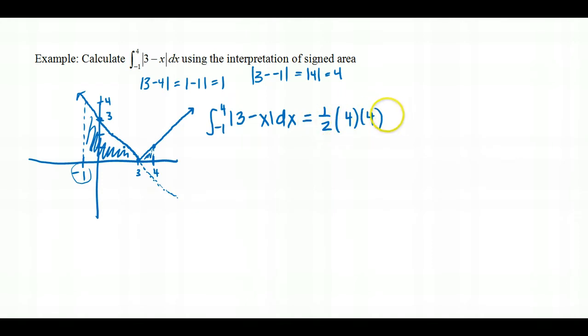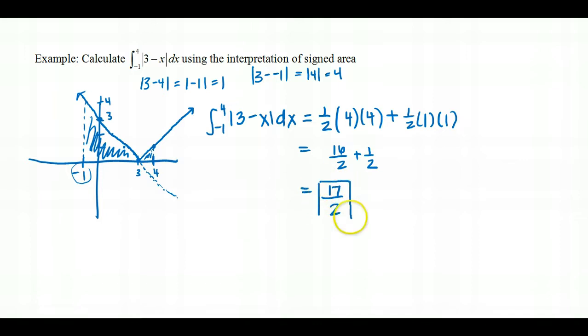So I leave it as a positive number and have to add to it the area of this tiny triangle, which has 1/2 base 1 and height 1. So let's add this together over here. I end up with a 16 over 2 plus 1 over 2. So I end up with 17 over 2 as my answer. So 17 over 2 is the answer to the definite integral of this absolute value function.